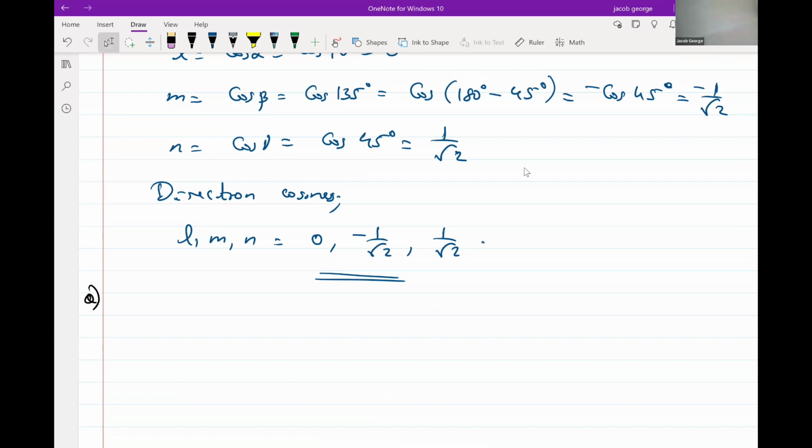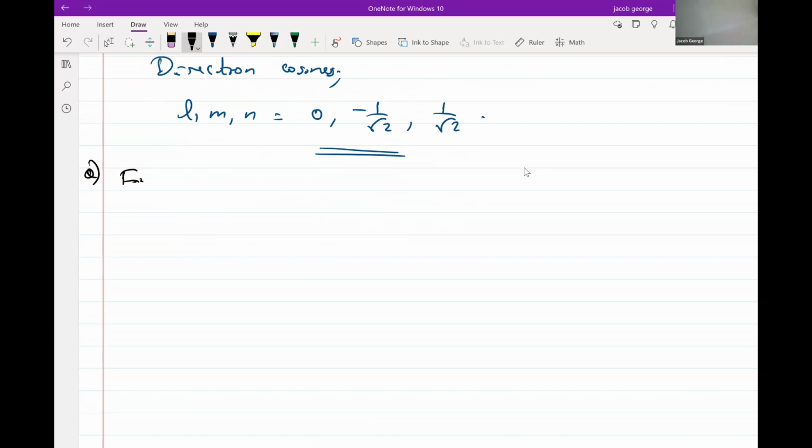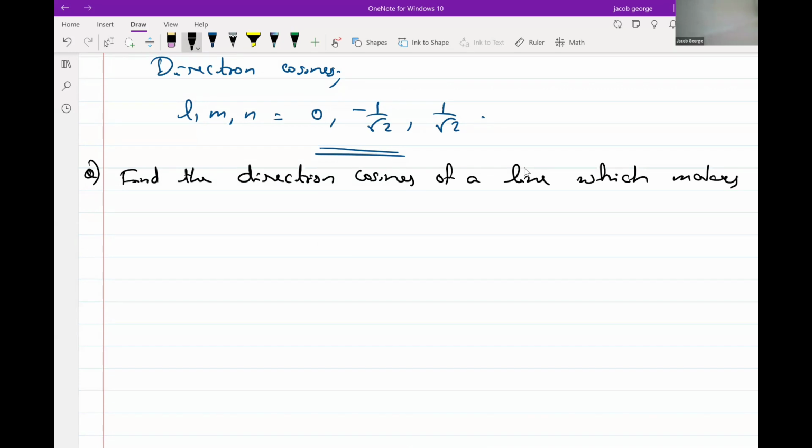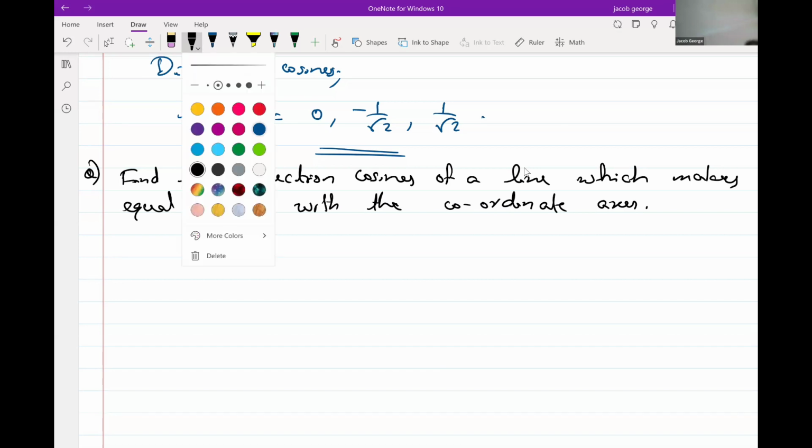Find the direction cosines of a line which makes equal angles with the coordinate axis. This is an important MCQ type question.